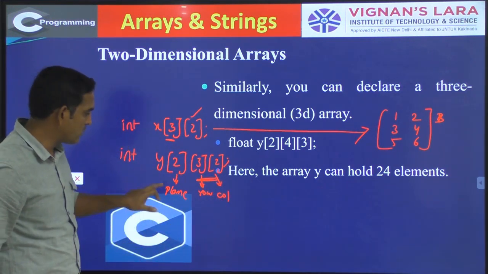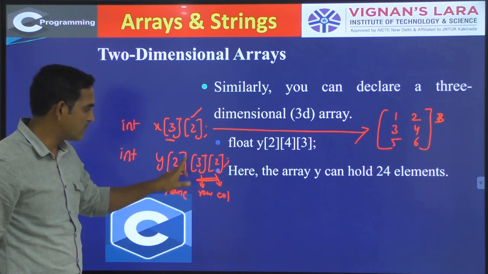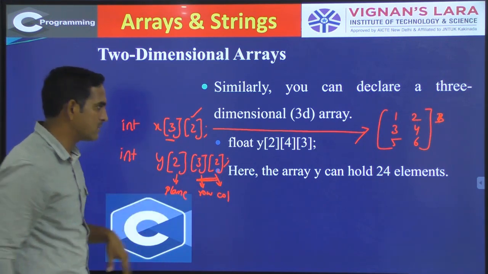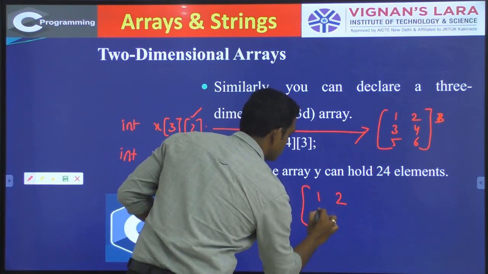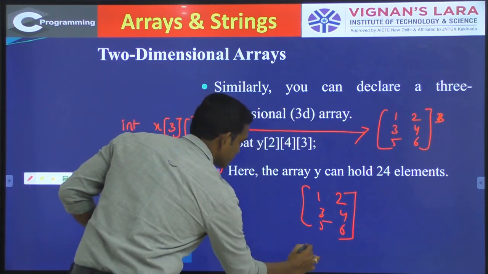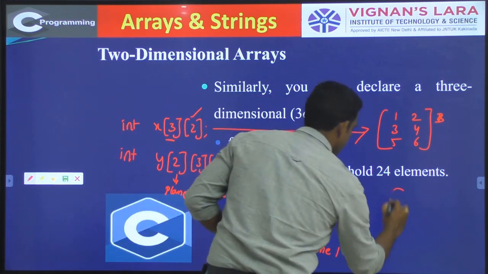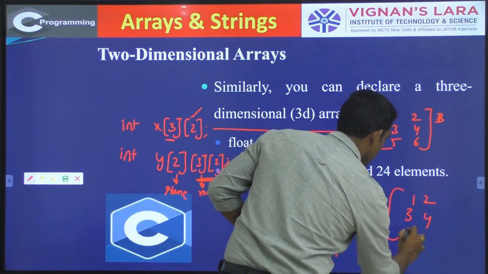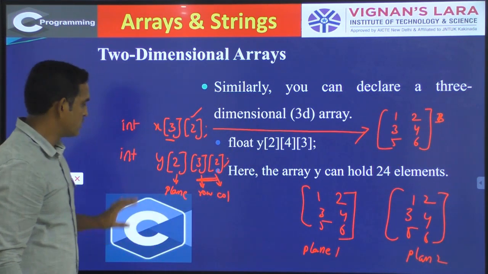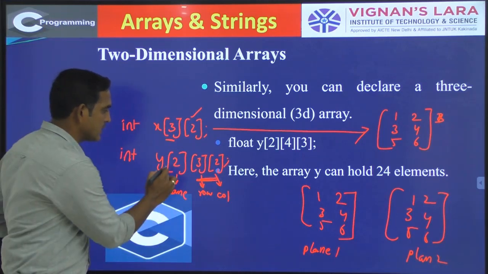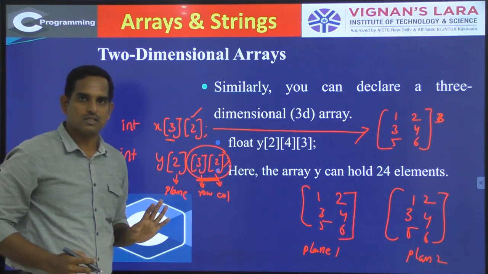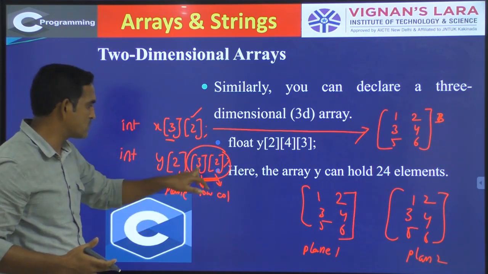In a 3-dimensional array, this represents the plane, this will represent the row and this will represent the column. So you will be having a 3 by 2 array, that is 1, 2, 3, 4, 5, 6. This will be plane 1. In the same manner you will be having 1, 2, 3, 4, 5, 6 in plane 2. When you want to visualize a 3-dimensional array, you can think of it as 2 3 by 2 matrices.